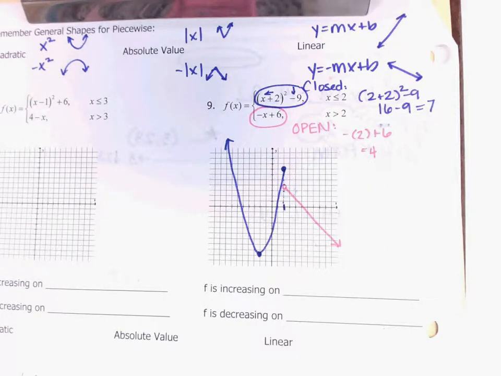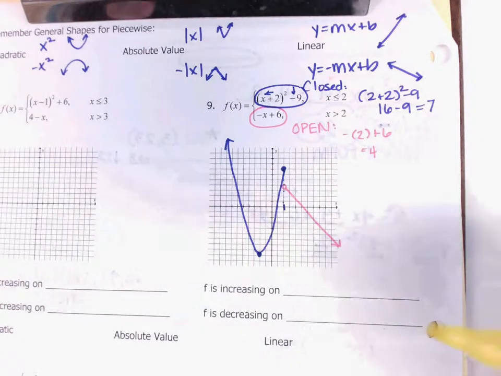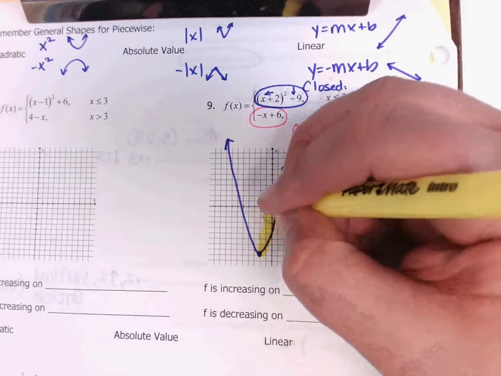Remember this? Okay. Increasing. Where is my graph going uphill? What interval? Where does it first start going uphill? Negative 9. Yeah, down here until when?